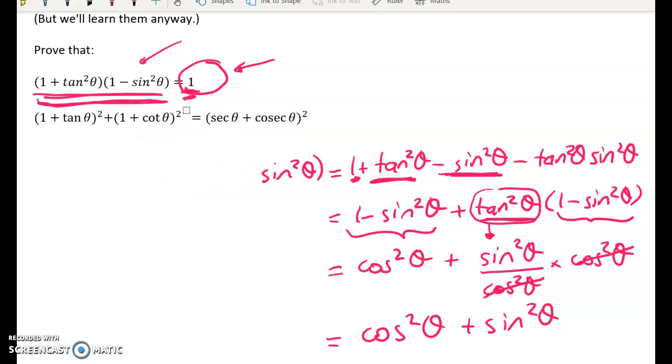Just let me clean up the screen. Oh, something's gone wrong.